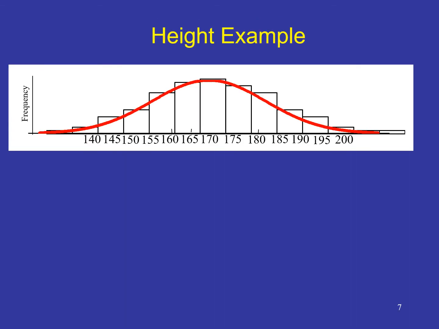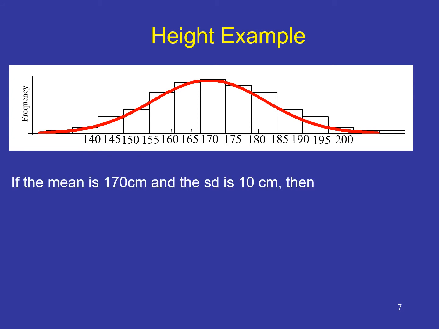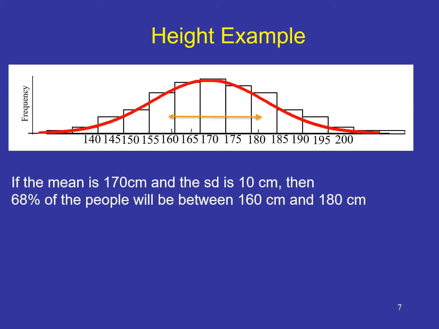So let's illustrate this in our height example. Let's imagine the mean is 170 centimeters, and a standard deviation is 10 centimeters. Then, as I said earlier, 68% of the people will lie within 1 standard deviation of the mean. So in this example, 68% of people will lie within 10 centimeters of the mean. So 68% of people will be between 160 and 180 centimeters.